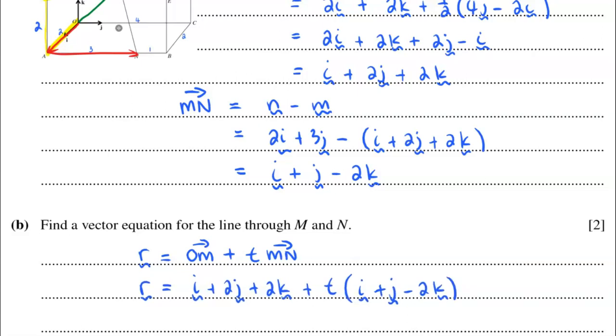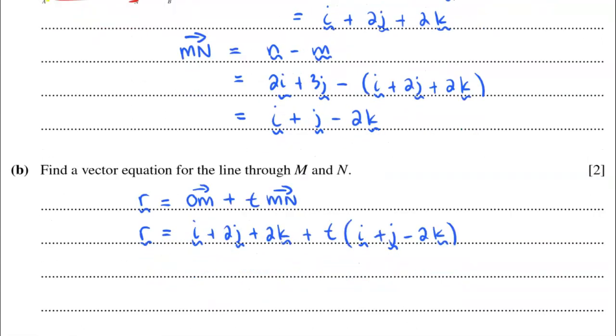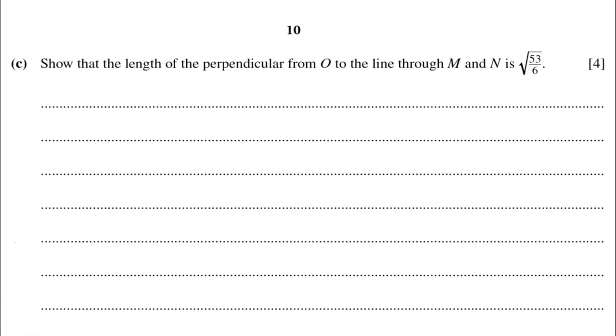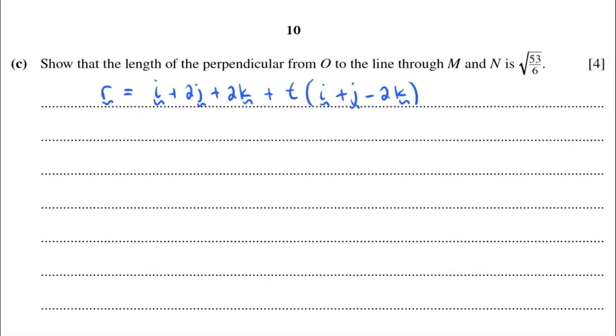And that will get us to every vector which is on the line. All right, on to part C. Part C: show that the length of the perpendicular from O to the line through M and N is something. Grab our line. The vector R is the vector from O to every single point on the line. So one of those vectors is going to be perpendicular to the direction vector of the line. What that means is, if they're perpendicular, the scalar product is 0.